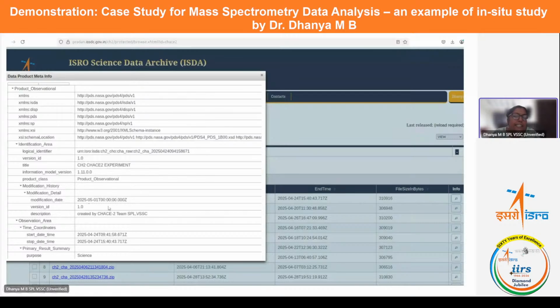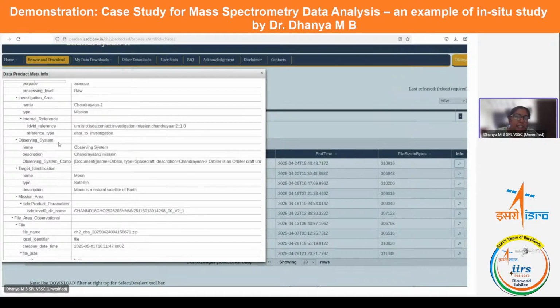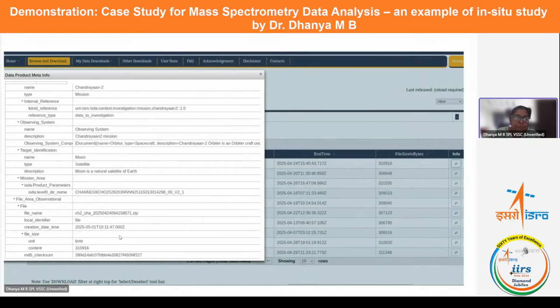And then in case there is any modification, when it is modified, the start time and end time of the data. And then there is some more information. This is the zip file name. Then you can see what the observing system is. All those kinds of details are here.